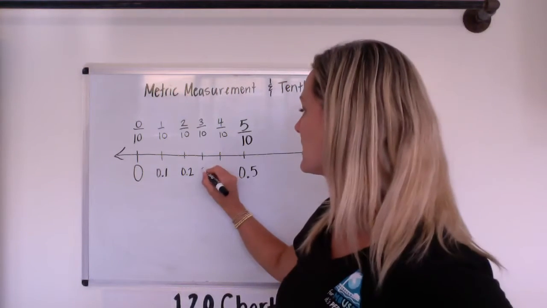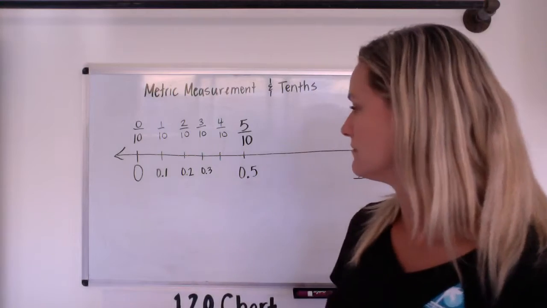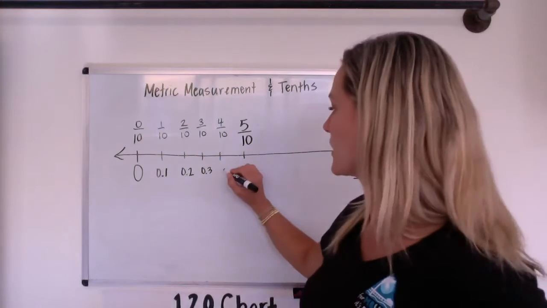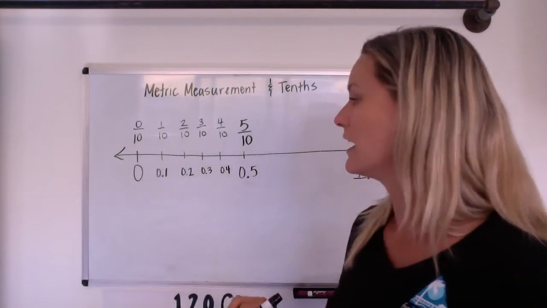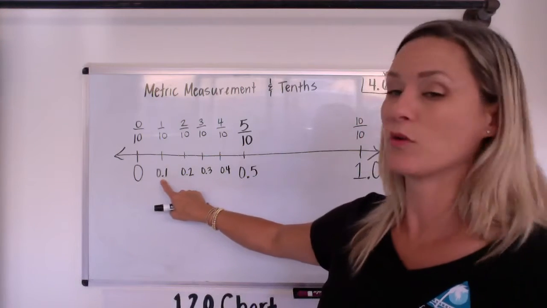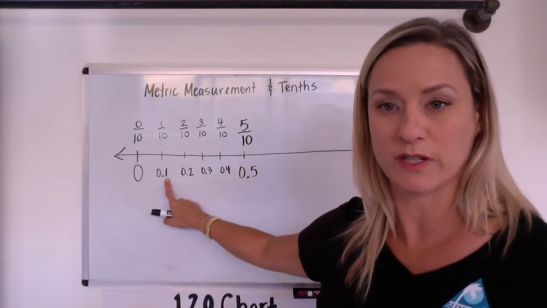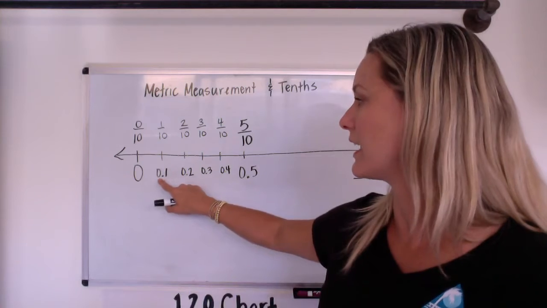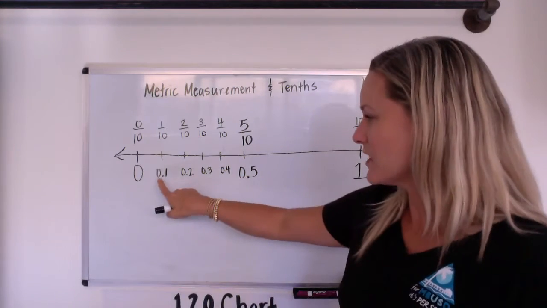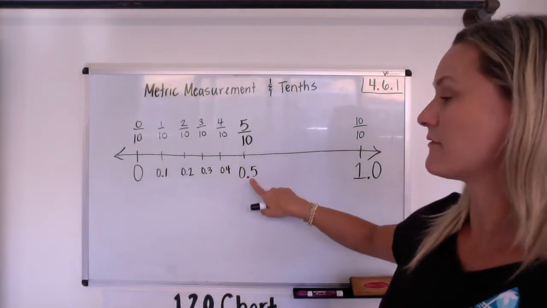Okay, 3 tenths. 4 tenths. Again, we don't say 0.1. We're mathematicians. We know how to say these things correctly, right? So we say 1 tenth. So 1 tenth, 2 tenths, 3 tenths, 4 tenths, 5 tenths.